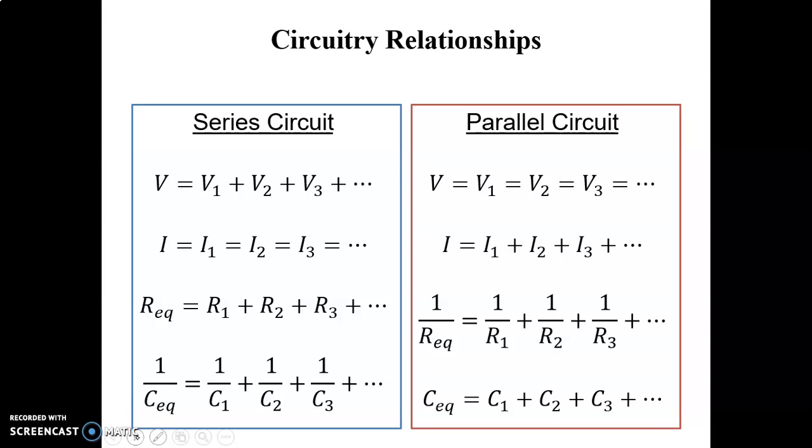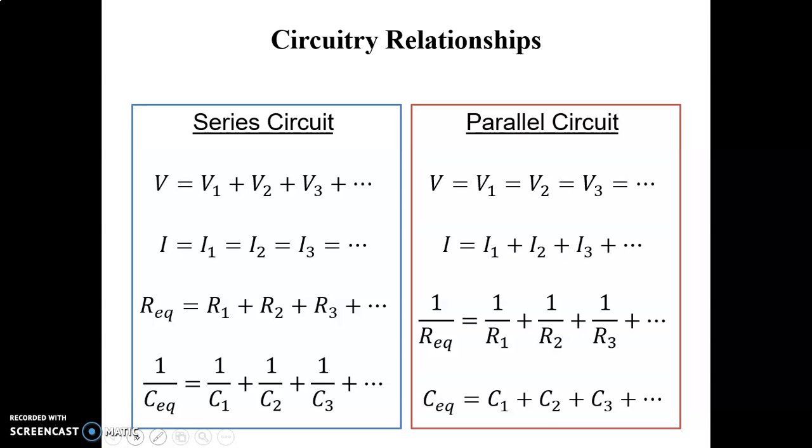So in summary, in a series circuit, you add up all the voltages to give you the terminal voltage. All the currents are equal throughout the entire series circuit. To get the total resistance, you just add up the resistors. And to get the total capacitance, you use the inverse property: 1 over each capacitance, the sum of that would be 1 over the total capacitance.